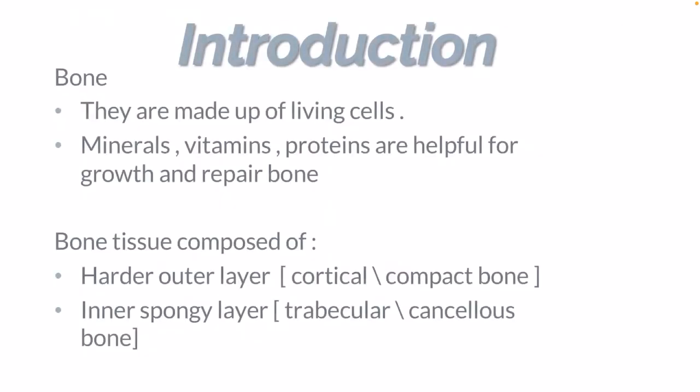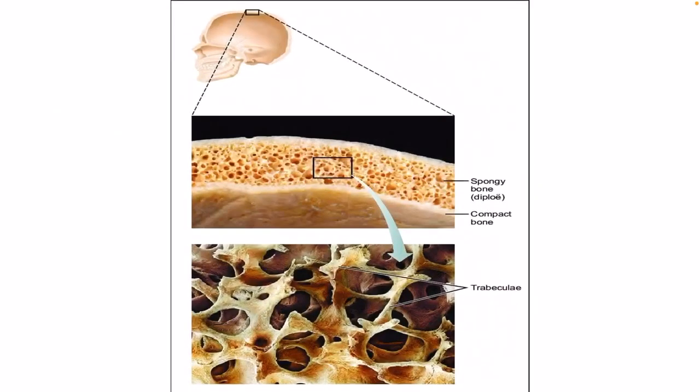First of all, we have an introduction about the subject. Bone is made up of living cells, minerals, vitamins, and proteins that are helpful for growth and repair of bone. Bone tissue is composed of a harder outer layer, cortical compact bone, and an inner spongy layer, trabecular bone. In this photo we have a cross-section of the skull, and it is composed of an inner spongy layer and outer compact bone.